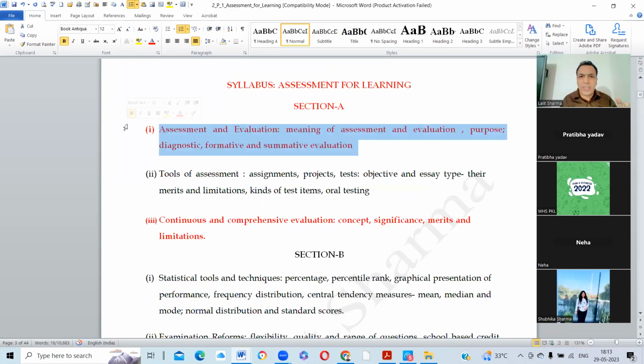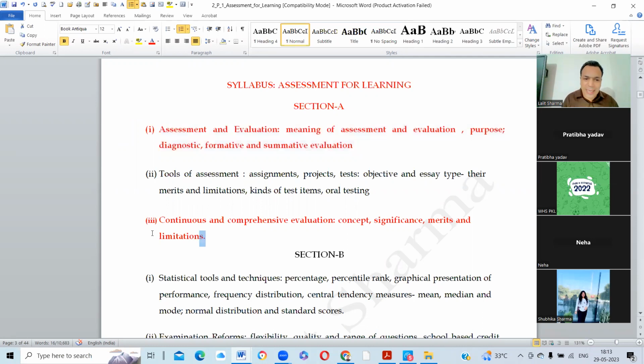Okay, because you have to do 2 questions under section A. In section A, 4 questions would come. Out of 4, you have to attempt 2. So first we have to see which 2 questions we have to attempt. Later on, we will go for this. And for the second question, 100% you will get a question from continuous and comprehensive evaluation, CCE. Okay, so it is very easy.